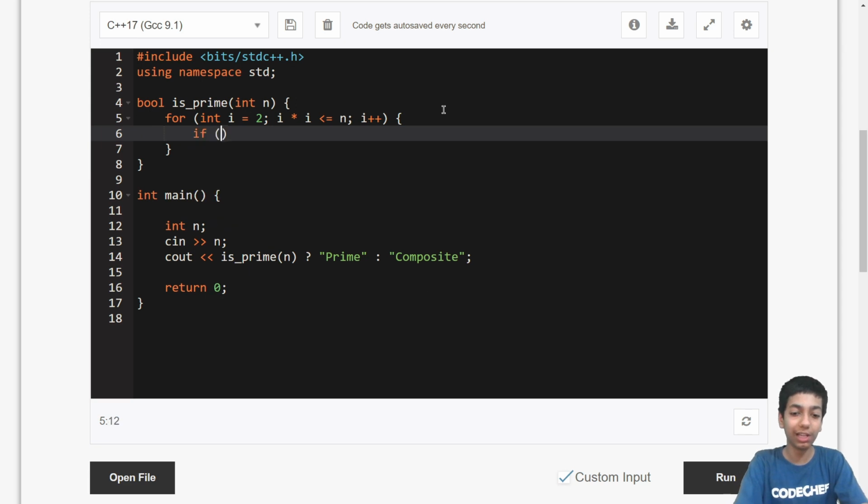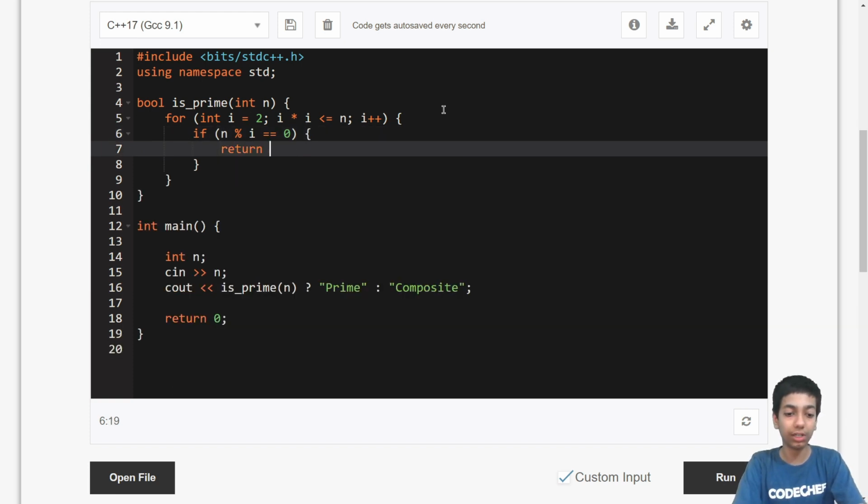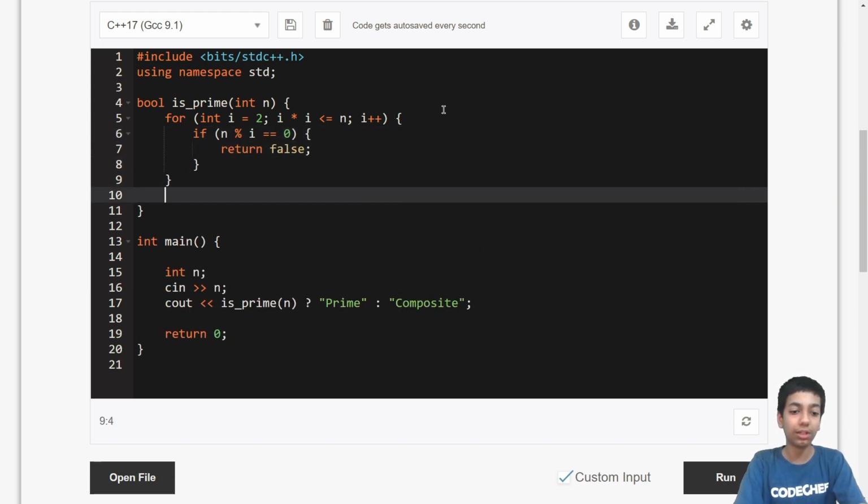And now we'll check if n is divisible by i. In this case we are going to return false, and if we do not return anything, then we are going to return true.